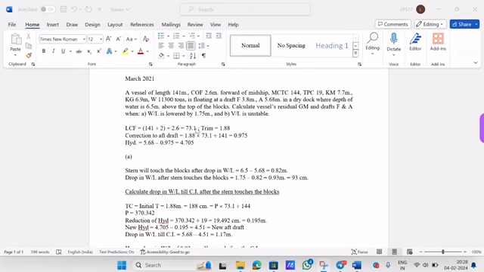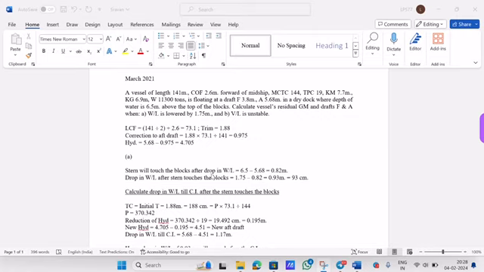So the LCF will be L by 2 plus the CO of 2.6 meter forward of midship. So it will be 73.1 meter and trim from the forward and aft we will get 1.88. Correction to aft draft, that will be trim into LCF divided by LBP. It will be coming 0.975. So the hydrostatic draft will be 5.68 minus 0.975. It will be coming 4.705.